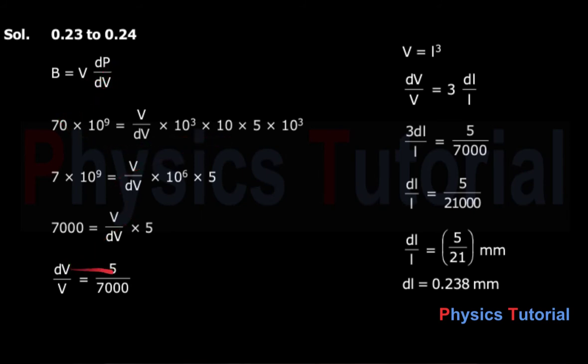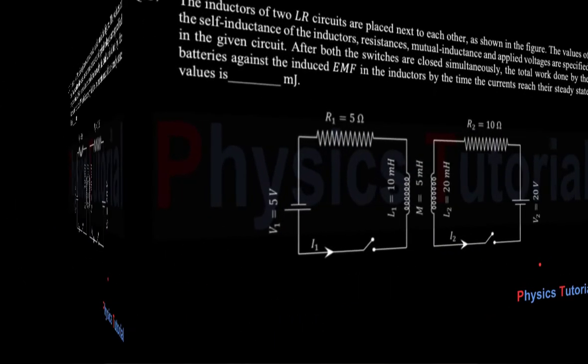Substituting the values, dV by V you relate, and V is equal to L cube, that is dV by V, differentiation of L cube, that is 3L squared dl. So to relate here, that is 3 dl by L, and what we say here, 3 dl by L is equal to 5 by 7000, and substituting this all, dl you get 0.238. So you can use 0.23 or 0.24, both answers will be considered as correct.